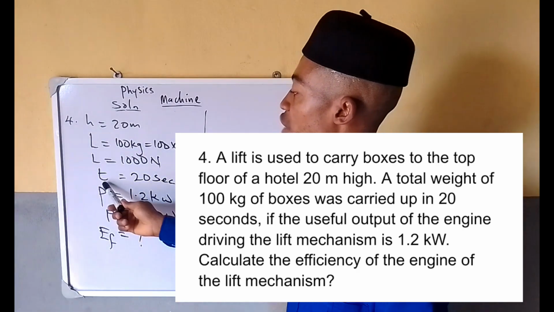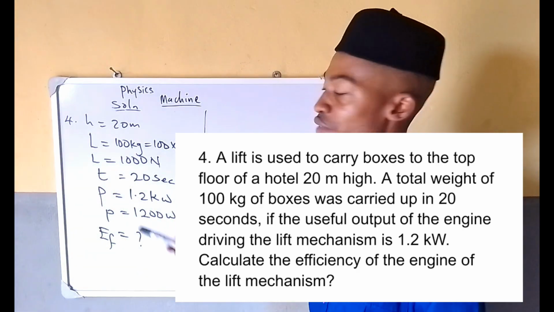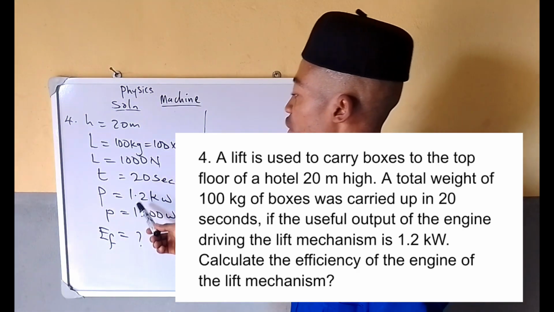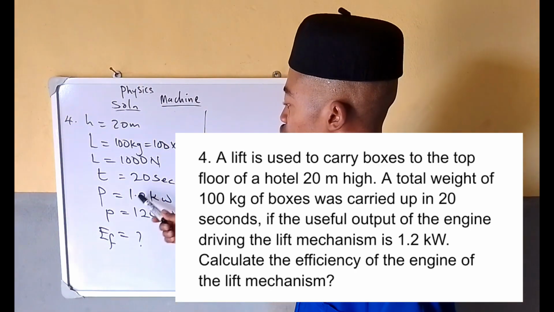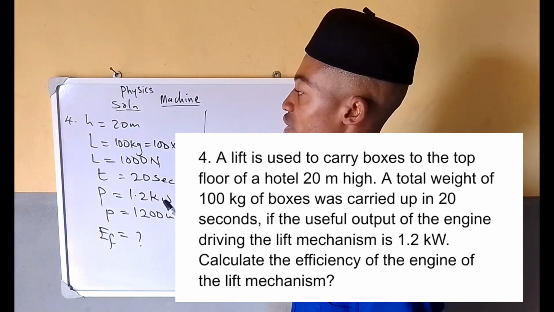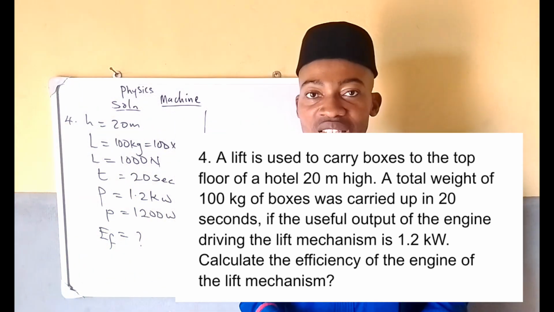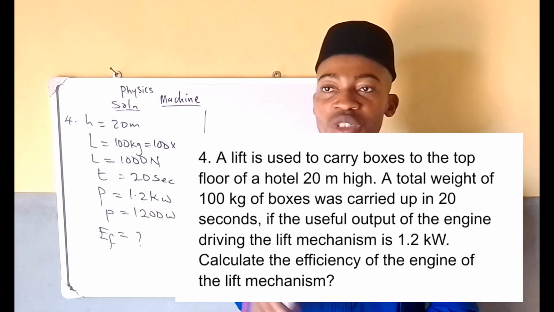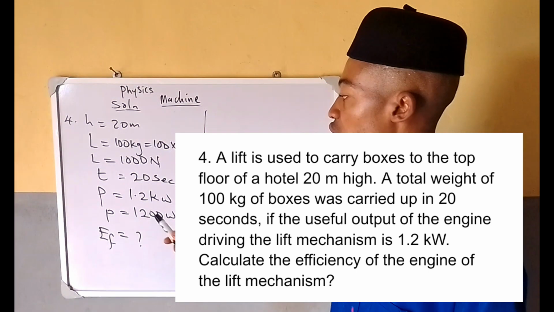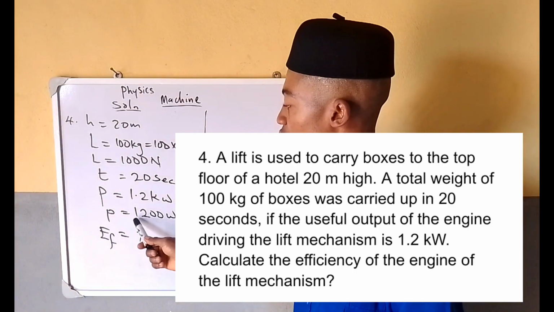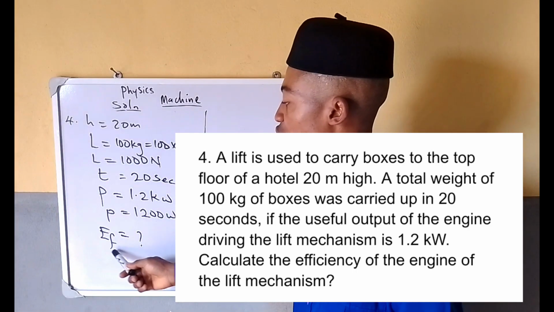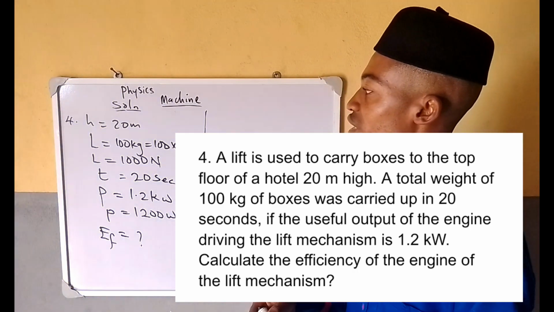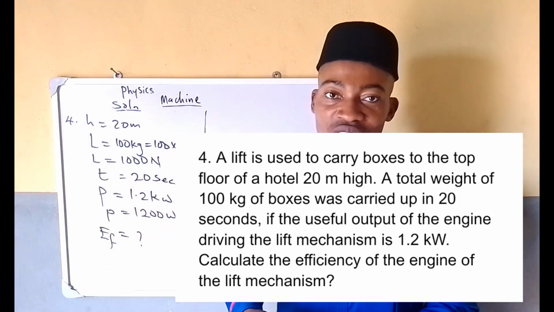Then the power of the engine driving the lift is 1.2 kilowatts, according to the question, which will change to watts. The standard unit of power is watts. So since we have kilowatt, we multiply it by 1000, so that goes to watts. So we now have power is equal to 1200 watts. Then we're asked to find the efficiency. How do we tackle this question?